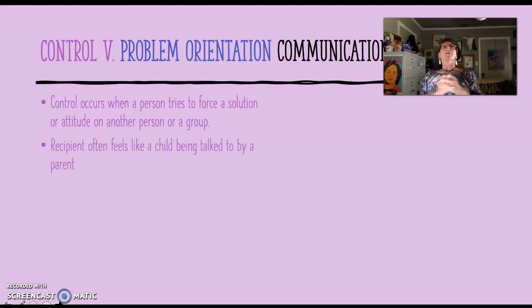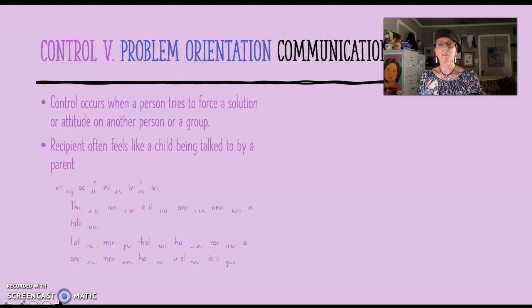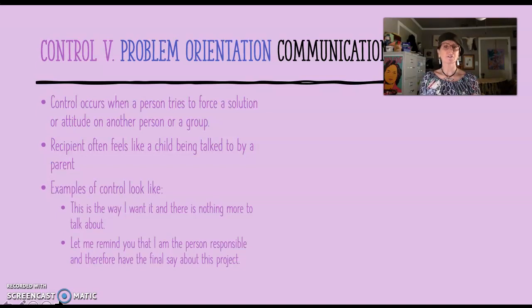Control usually means the person is trying to force or create a solution that they want on another person. Oftentimes, a person that is a recipient of that communication feels like it's parent-to-child communication. And it kind of is about that person wanting to get what they want. And so they'll say things like, this is the way I want it, and there's nothing more to talk about. That sounds like a parent, right? Because I told you to. Let me remind you that I am the person responsible and therefore have the final say about the project. Again, controlling.